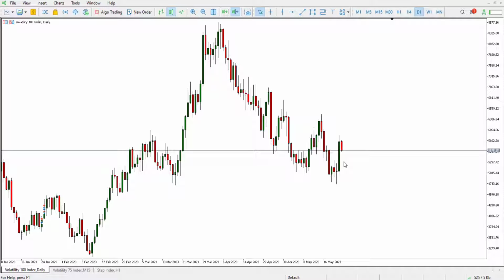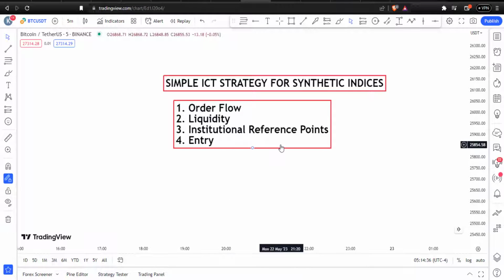In this video I want to show you the easiest approach to trading synthetic indices with ICT concept. There is something you need to understand whenever you're trading synthetic indices. You don't really need too much data, and that is why I've just listed some few things you need to understand in order to be able to trade synthetic indices. I'm going to show you how I literally trade synthetic indices with the ICT concept.